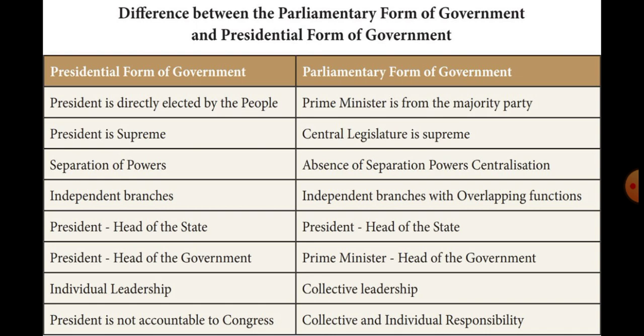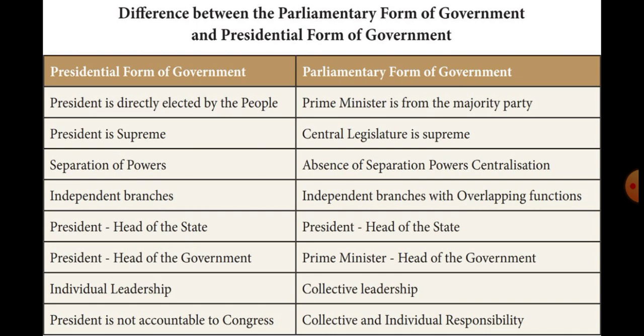Then the second point is that the president is supreme. In the presidential form of government, the president has more power. But in the parliamentary form of government, the central legislature is supreme. The central legislature holds the central power, that means the more power.